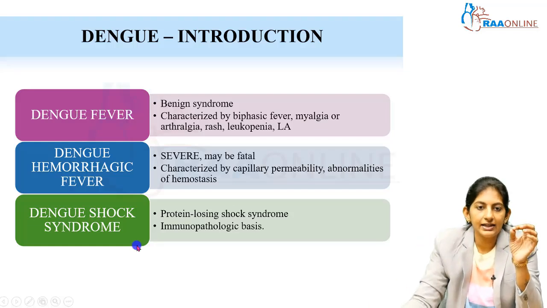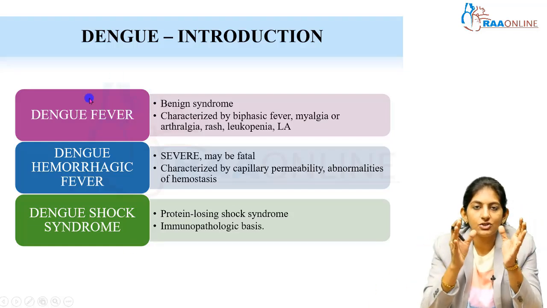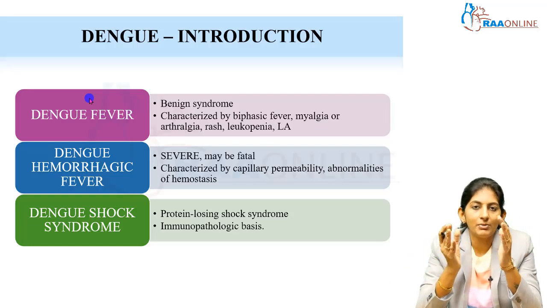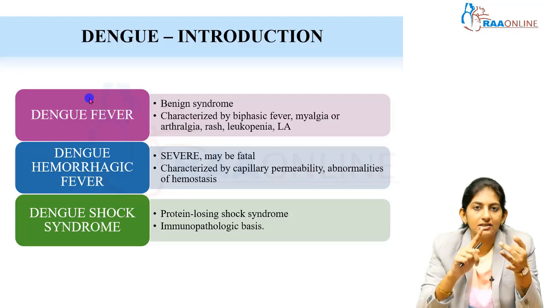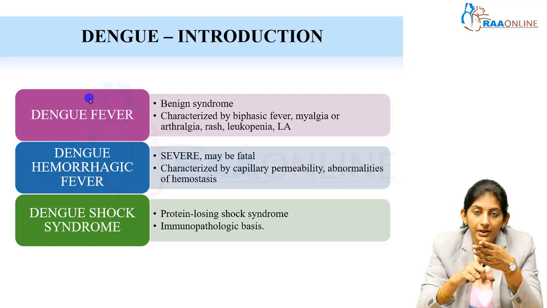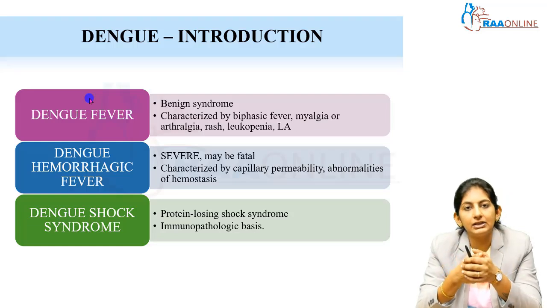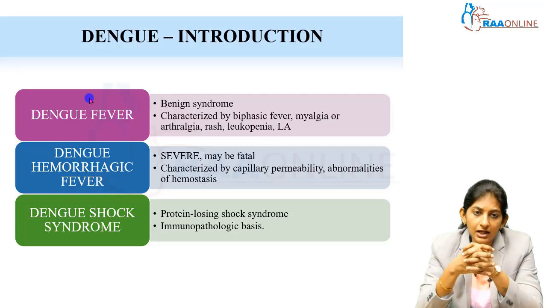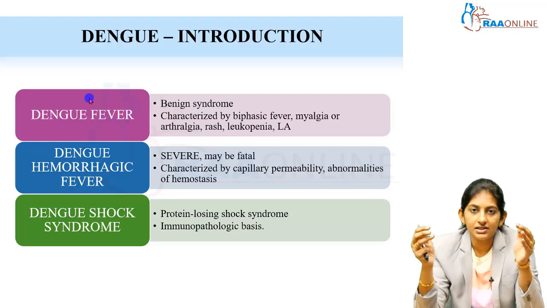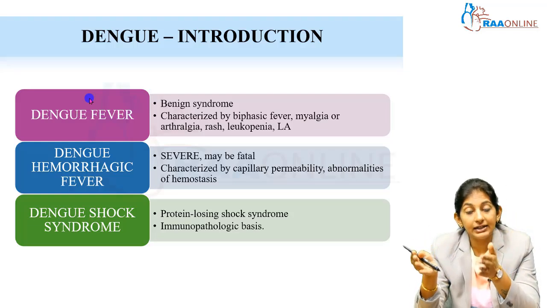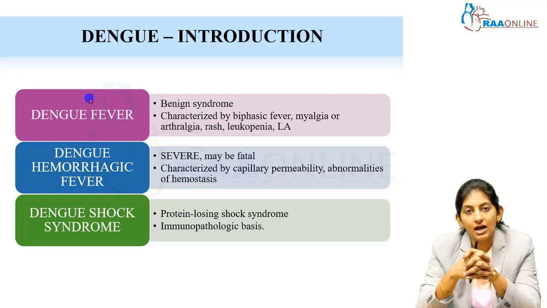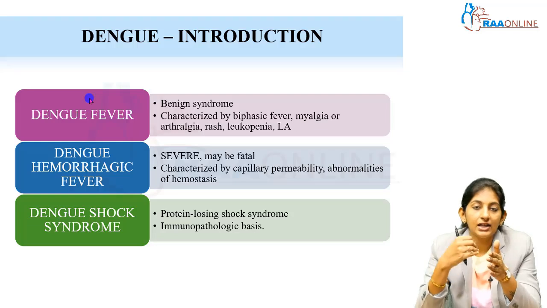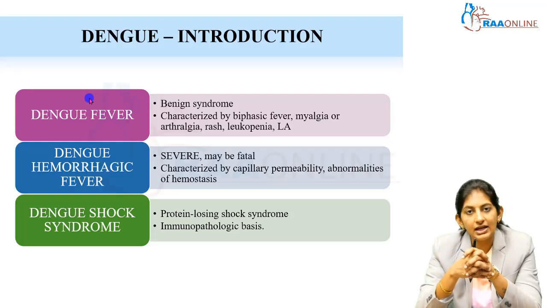The first, dengue fever, is basically a benign syndrome. It is a short duration illness, of 2 to 7 days, with common clinical features like headache, myalgia, arthralgia, retroorbital pain, general tiredness or fatigability, and rash, and some mild bleeding could be there. Most of these illnesses, which are very benign and treatable on an outpatient basis, are classified under dengue fever.